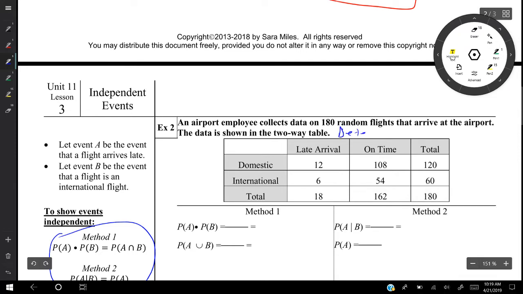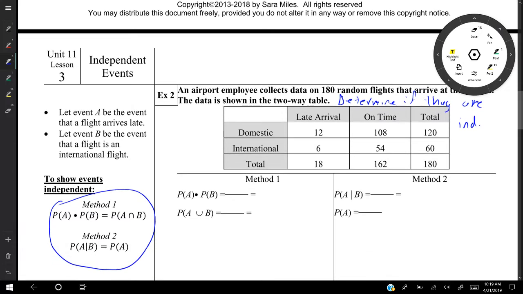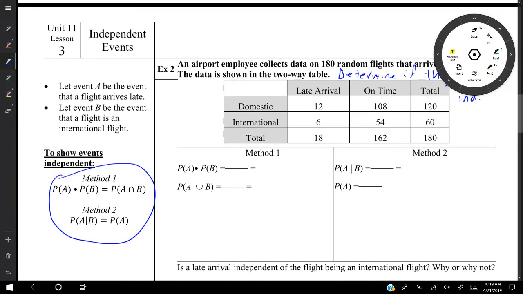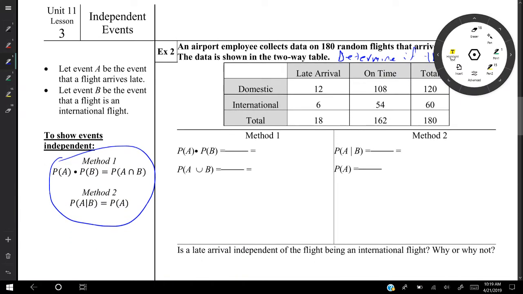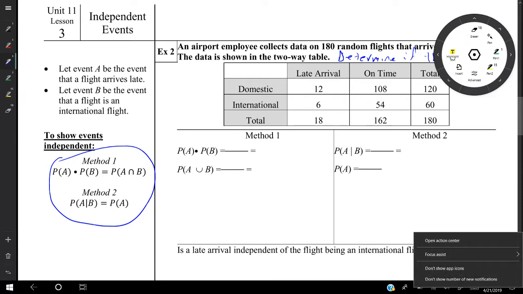Determine if they are independent. Okay. So we are going to look at this data, this two-way table, and determine if the flights are independent. Okay. So we have domestic and international flights that are arriving late and on time.